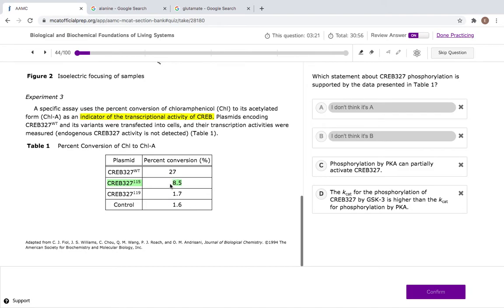We go from 1.7 to 8.5. That's good. This is a good answer. Let's check D. The KCAT for the phosphorylation of Krebs 327 by GSK3 is higher than the KCAT. Okay, those are equations. I like when I see KCAT and KM and VMAX, I like to see numbers. They're only telling me about KCAT here. But KCAT is the turnover number. And I don't see a VMAX here given to me. I don't see a KM given to me. I need support to talk about KCAT.